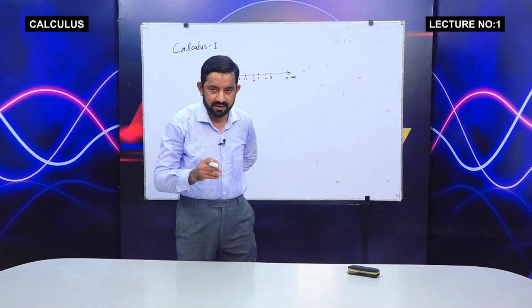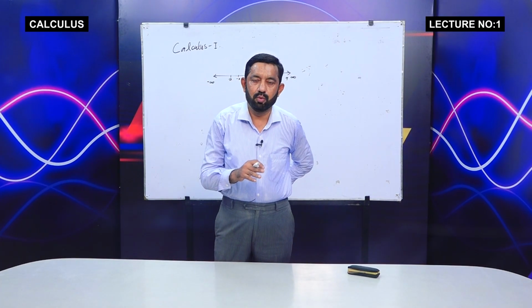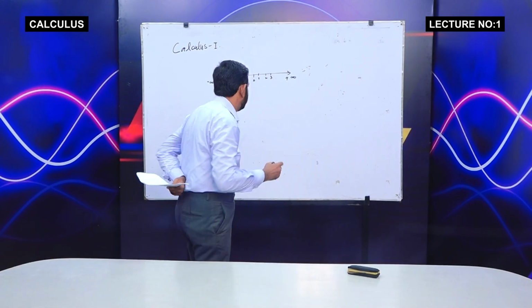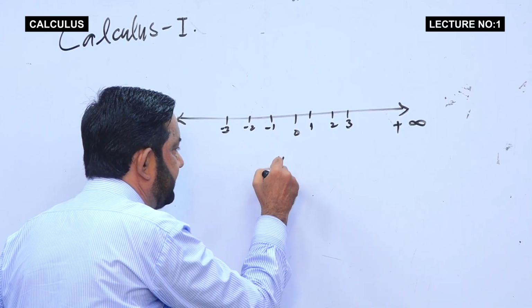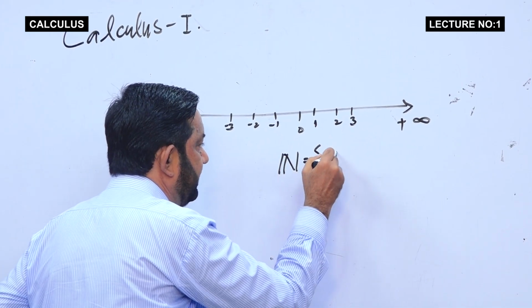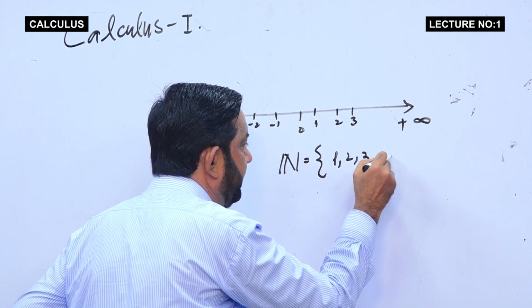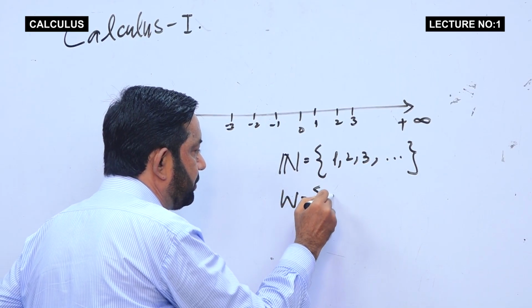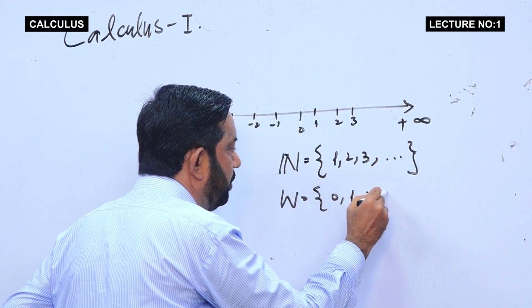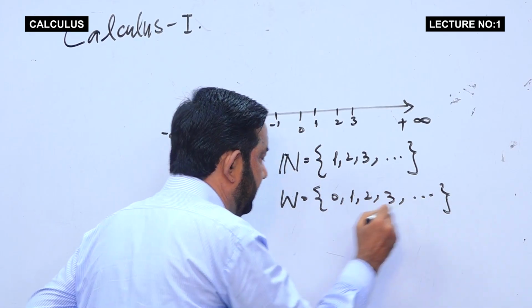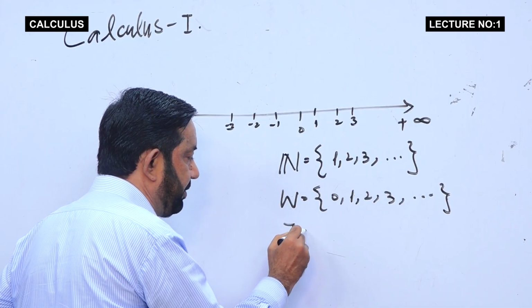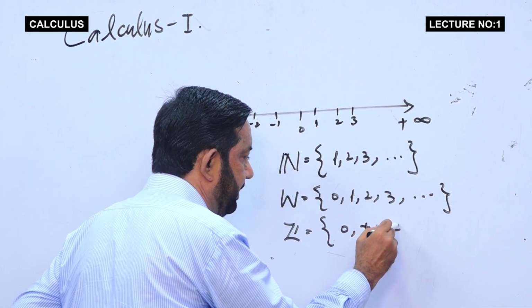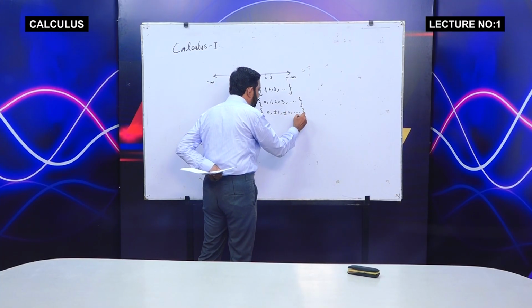So, first it is important to know what the different types of numbers are. First is the set of natural numbers. These are 1, 2, 3 and so on, and we have the whole numbers: 0, 1, 2, 3 and so on, and the set of integers denoted by Z, and these are 0, plus minus 1, plus minus 2 and so on.